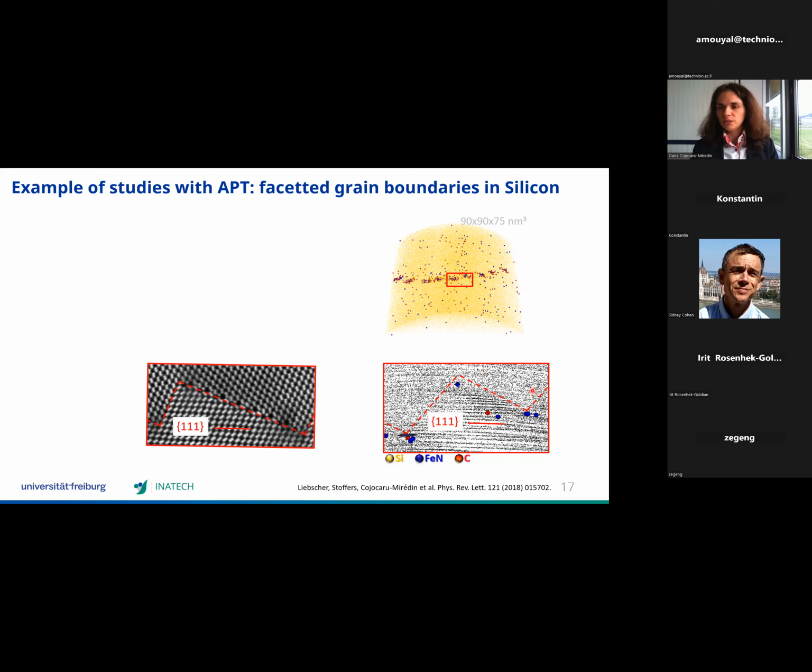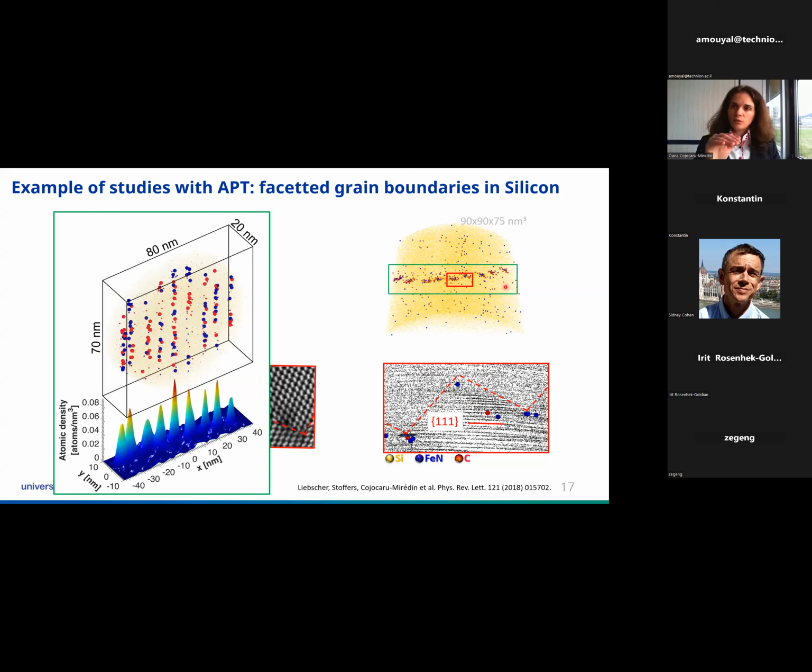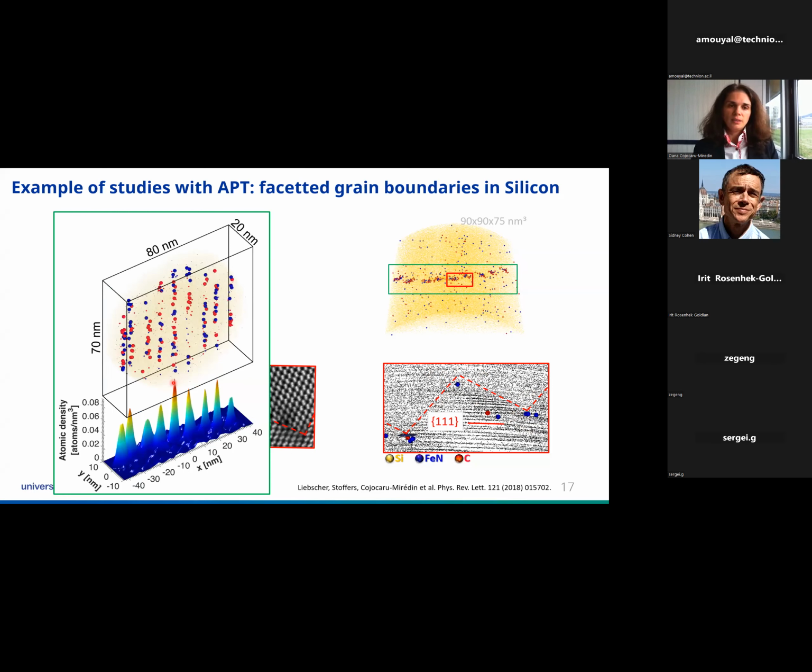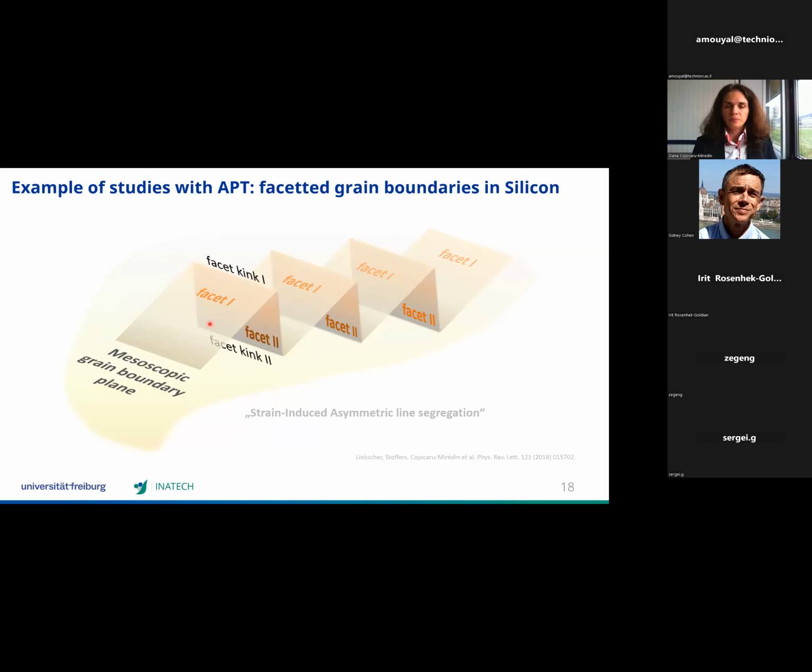Therefore, we end up seeing this kind of segregation because the segregation takes place only at the lower kink of the facet, but not on the upper kink. And if we look within the depth of our 3D map, we see that these impurities, the iron and carbon, segregate all over the depth along the lower kink of the facet, over the entire depth. So with that, we could introduce the notion of the strain-induced asymmetric line segregation, where the segregation takes place at the lower kink and not on the upper kink.